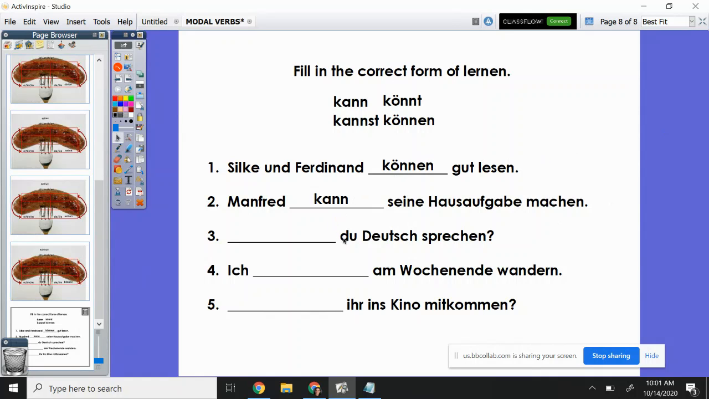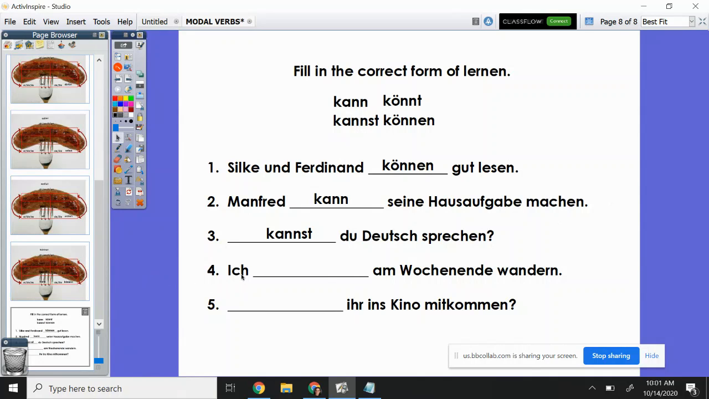Let's take a look at number 3. Du is the subject here. So we want to pull down kannst as our conjugated form. It would be capitalized. It's the first word of the sentence. Kannst du Deutsch sprechen? Can you speak German? And notice that sprechen is at the end of the sentence. And since we're asking a question here, we start with our verb and then our subject. Kannst du Deutsch sprechen? Can you speak German?